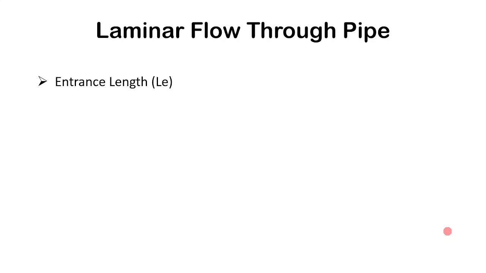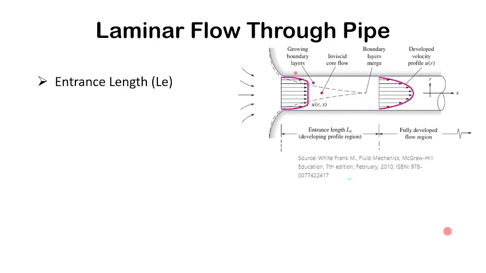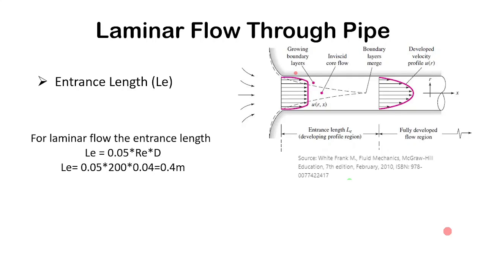So there is one concept of entrance length. So you can see in this image, this one is entrance length, and within this entrance length, the flow is not fully developed. It is a developing flow, and after this entrance length, the flow is fully developed. That means the velocity profile is parabolic in the fully developed region.